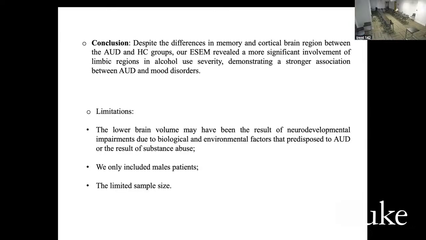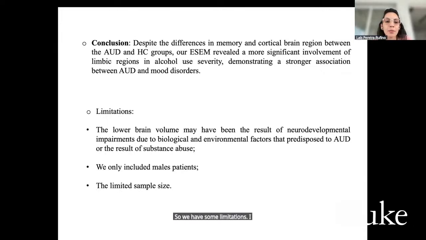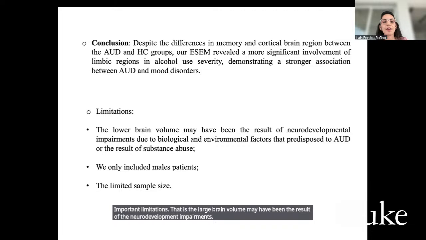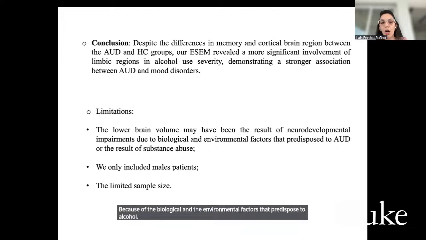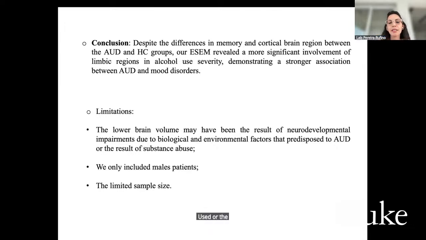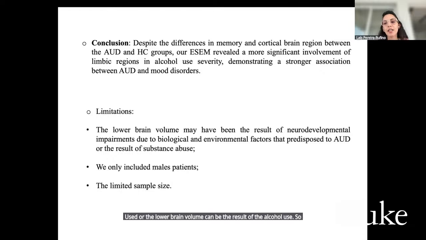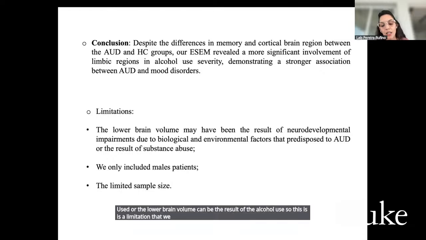So we have some limitations. I selected the three most important limitations, for me. That is, the lower brain volume may have been the result of neurodevelopment impairments because of the biological and environmental factors that predispose to alcohol use, or the lower brain volume can be the result of the alcohol use. So this is a limitation that we cannot answer, because for this we would need to make a magnetic resonance acquisition before they start to use alcohol.